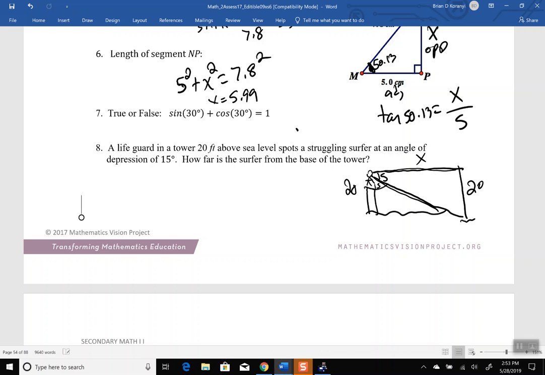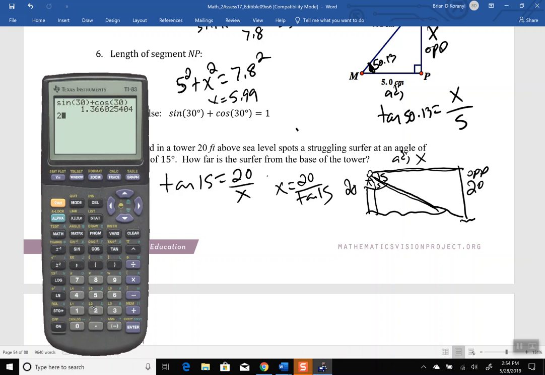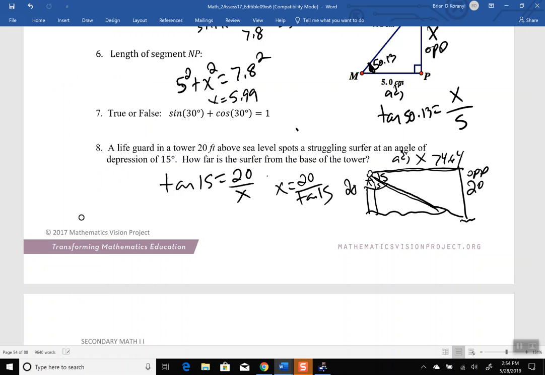Here's the surfer. So this would be the opposite side. This would be the adjacent side. So tangent of 15 degrees is equal to opposite over the adjacent. And x would equal, multiply both sides by x and divide, or flip these two, it'd be 20 over tangent of 15. So 20 divided by the tangent of 15 gets you 74.64. So that's how far the surfer is from the base of the tower.